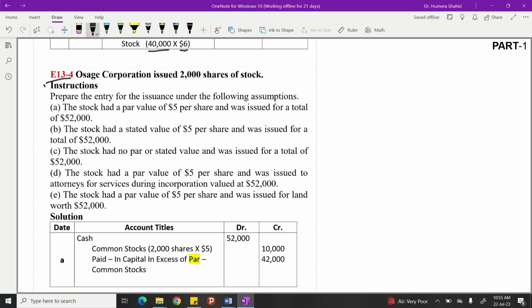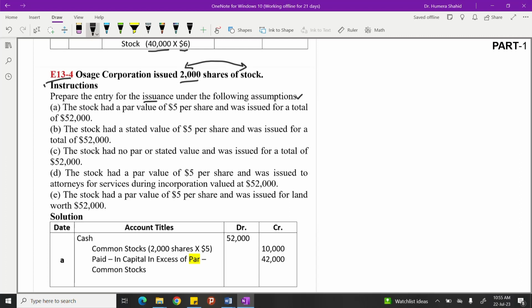Osaka Corporation issued 2,000 shares of stock. Now, let's see which type of stock, what's the par value, what's the issue price. All these details are given in following parts. Prepare the entry of the issuance under the following assumptions.